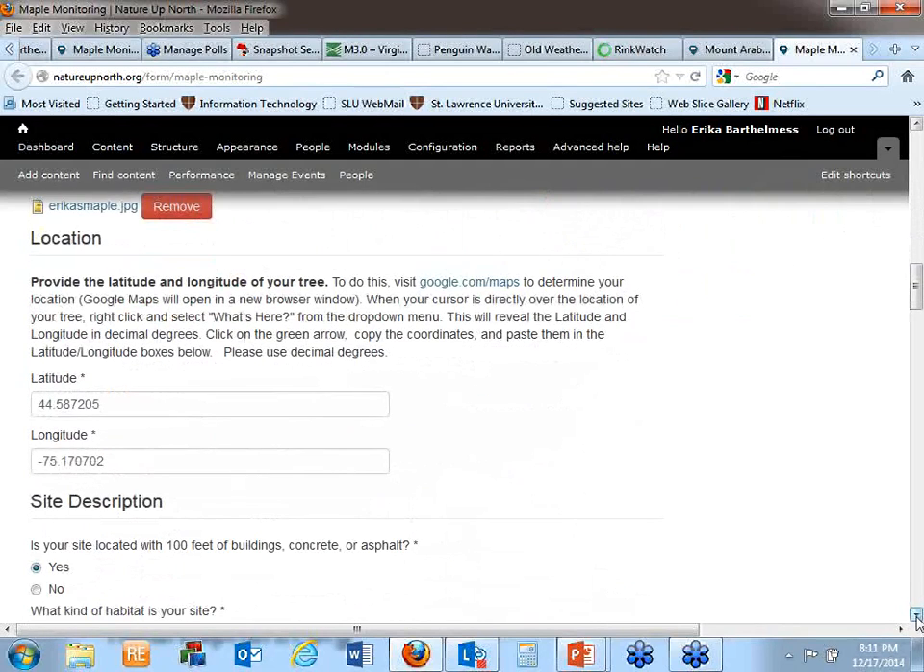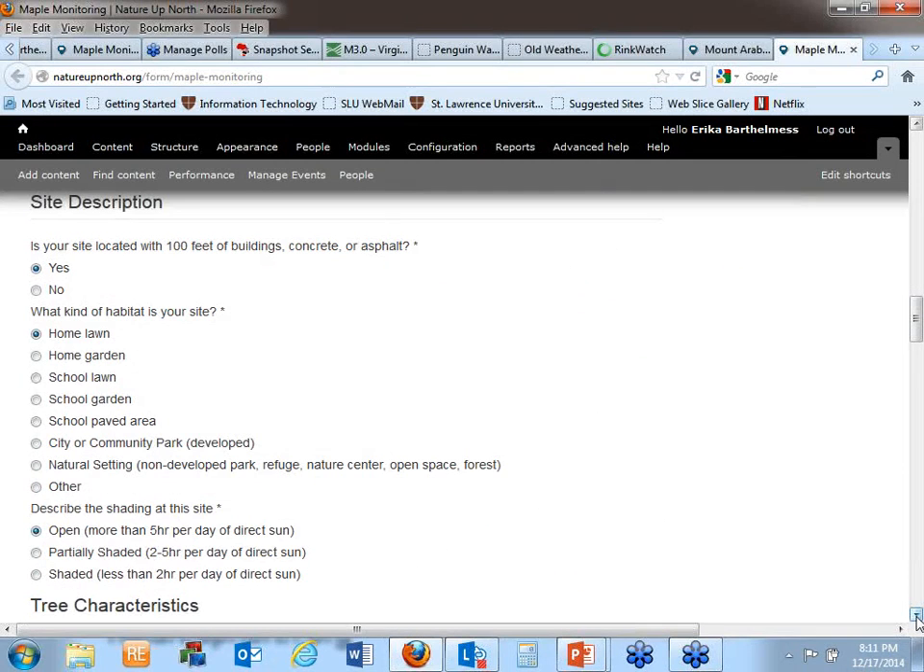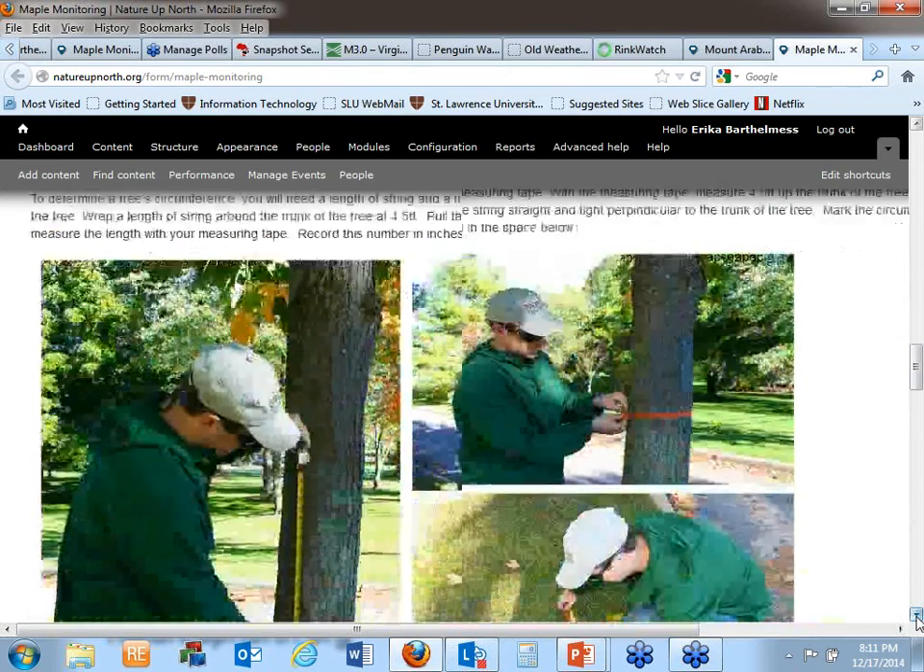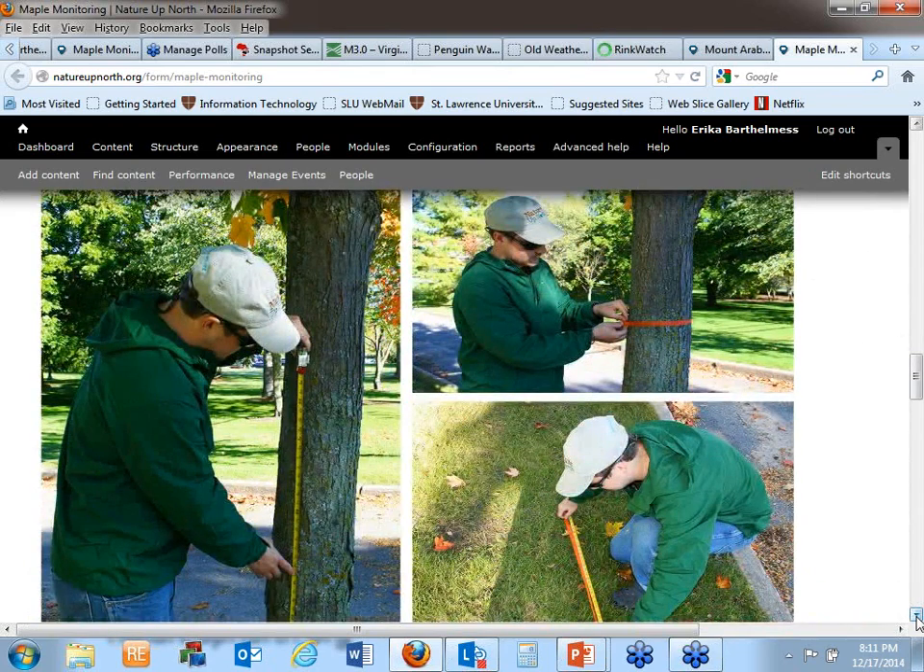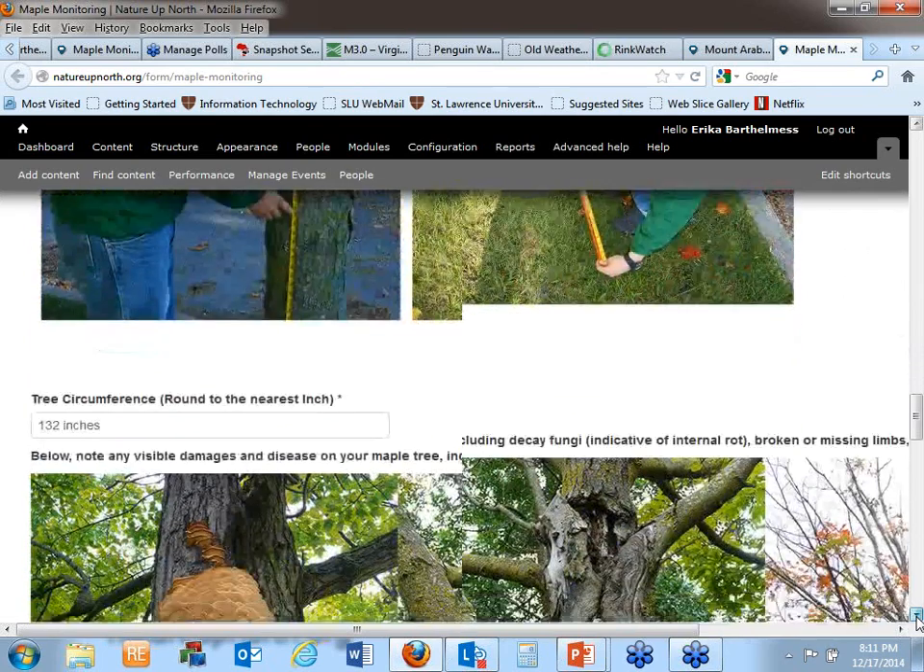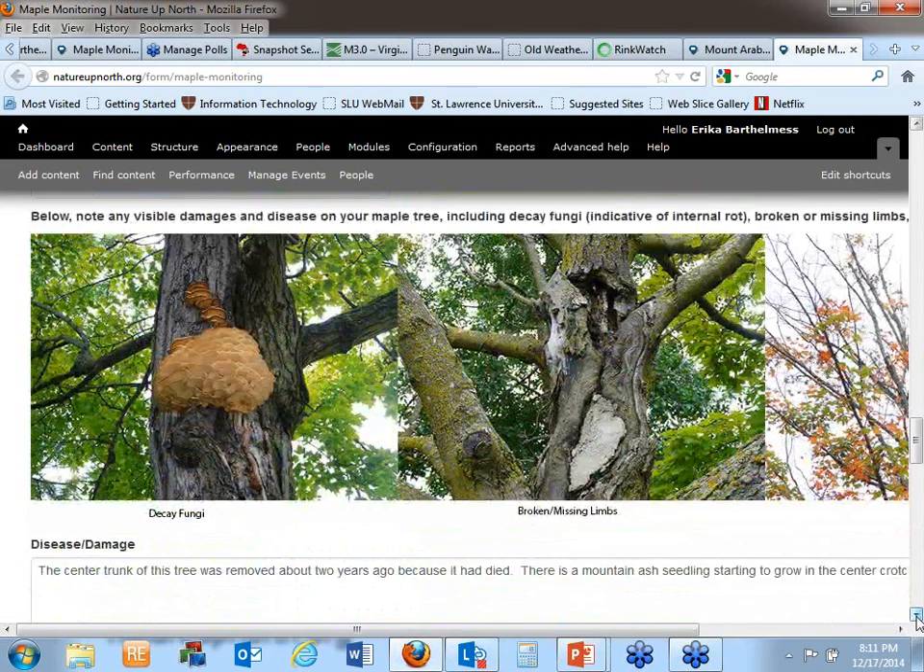You provide the location of your tree and answer a number of questions about where your tree is located that help us to understand, is it going to be in a park? Is it close to the road? I have a beautiful, huge maple tree in my front yard that gets salt and sand and all sorts of things on it every year. I think it was probably planted in about 1840, so I try to baby it along. And then there's also some questions about some information about how to measure your tree, where you can record the circumference, and also some information about how to record any damage or disease that you might see on your tree.